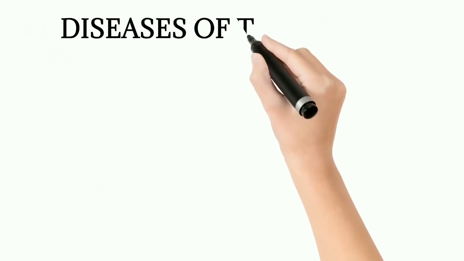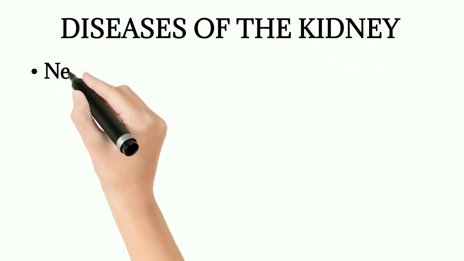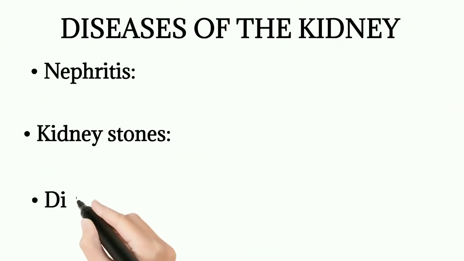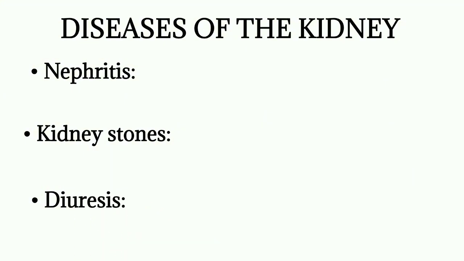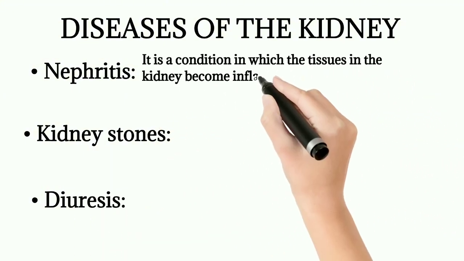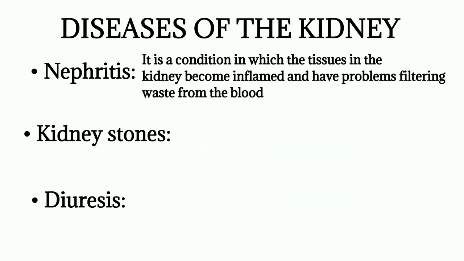Diseases of the kidney. Okay, so we're going to look at some diseases that affect kidney. Number 1, nephritis. Number 2, kidney stones, and number 3, diuresis. So what is nephritis? It is a condition in which the tissues in the kidney become inflamed and have problems filtering waste from the blood. Okay, so this condition leads to the passage of most of the useful materials in the blood fluid with the urine.